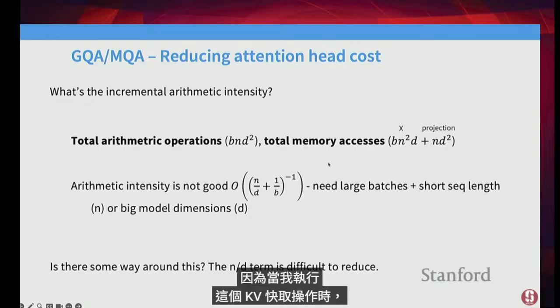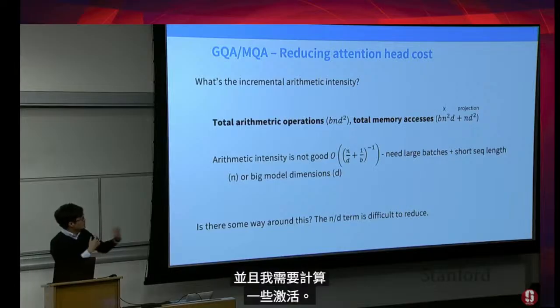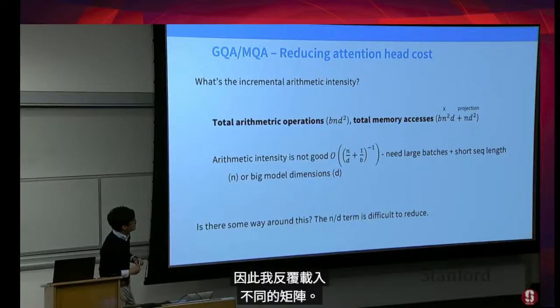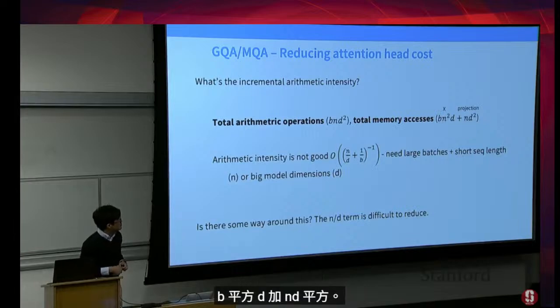Why is that? Because when I do this KV caching, I'm going to have to move various kinds of parameters in and out of memory repeatedly. Whenever I multiply with a key matrix, I'm going to have to put that into memory and then multiply by k. And then I need to put that away, and I need to compute some activations. And so I'm repeatedly loading in different matrices, and that's going to give me a much higher total memory access of b squared d plus nd squared.